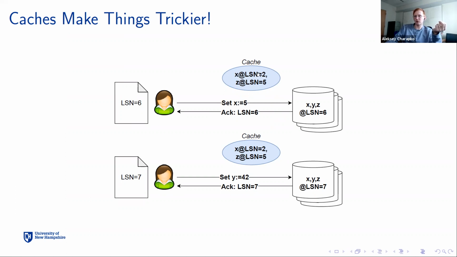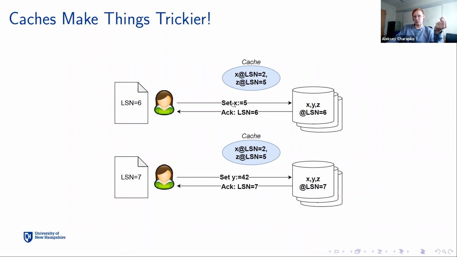So the cache version may still be the old x. The version of x maybe was read and placed in cache at LSN 2, and the version of z maybe was placed in the cache at LSN 5, right? So the cache is inherently stale, and it doesn't synchronize as much, and it doesn't have all the data. So if Alice keeps writing, she once again wrote her y equals 42 operation, bumped up the LSN, the sequence number, to 7. She has this recency token at 7, and now she wants to read something, right?